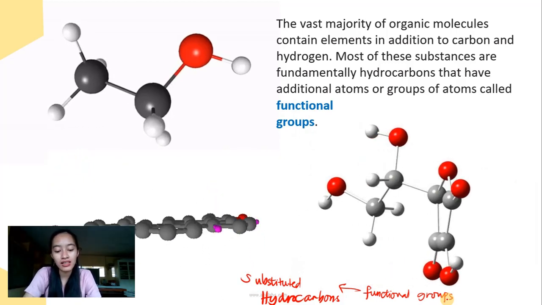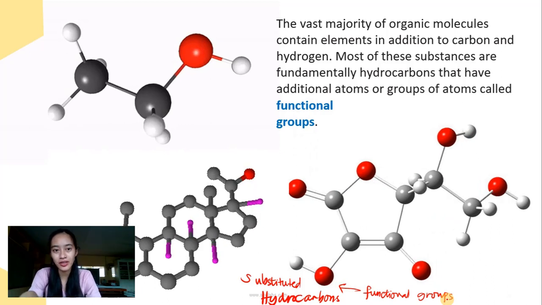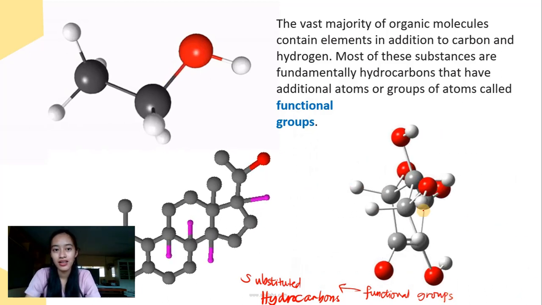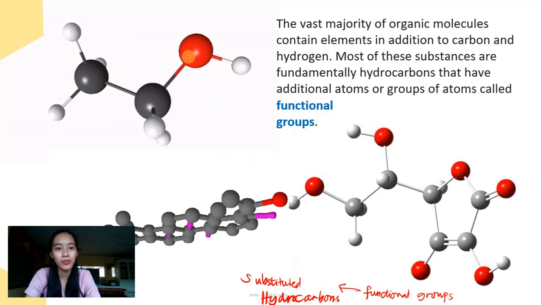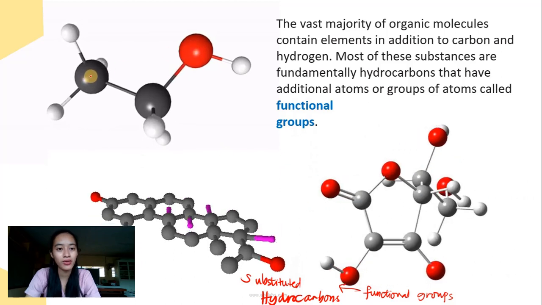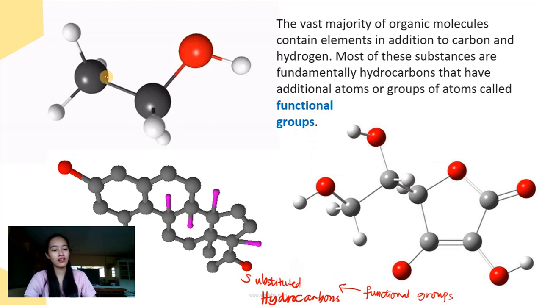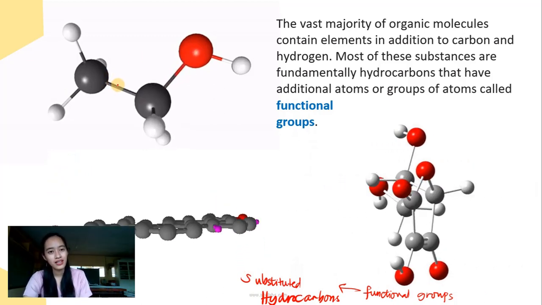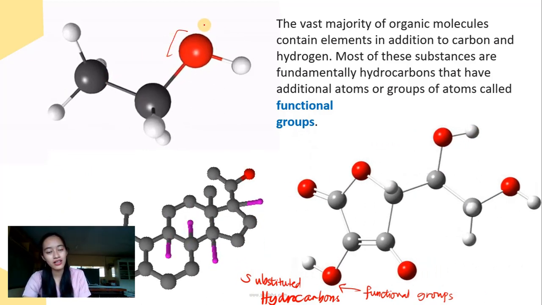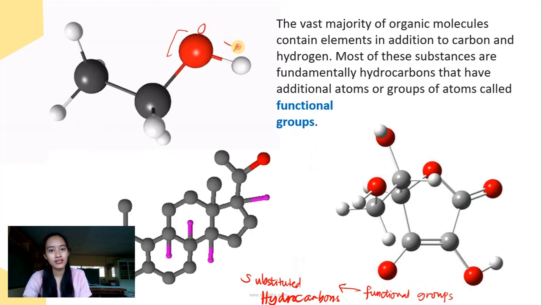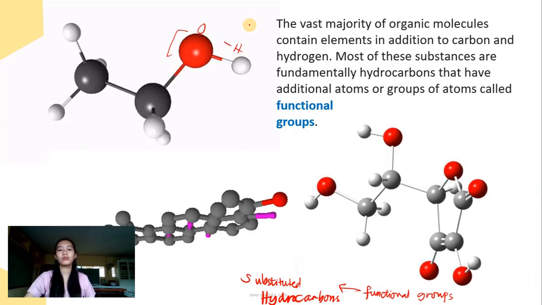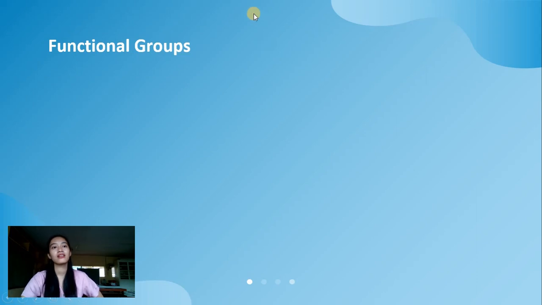So notice that in the structures here, for example, in the first one, the red one is the oxygen, and the black one is carbon. So it's not just the carbon. This is a special group where you have an oxygen connected to a hydrogen. So we will learn later what these are, right? We have different functional groups also.